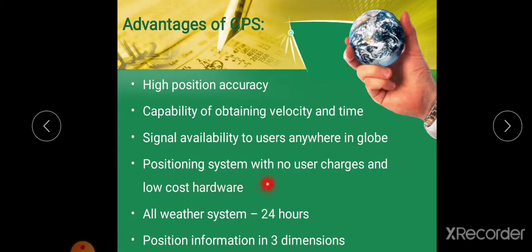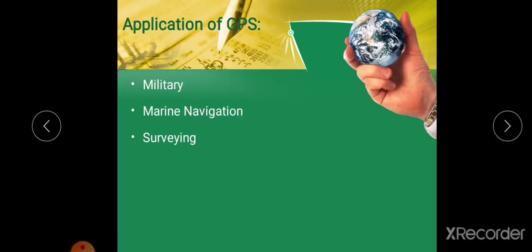Then a positioning system with no user charges and low cost hardware. So here no user charge is there and it is low cost hardware. Then it is an all weather system, that is, it works 24 hours, and gives position information in 3 dimensions. You can obtain the information of position in all 3 dimensions. So these are the advantages of GPS.